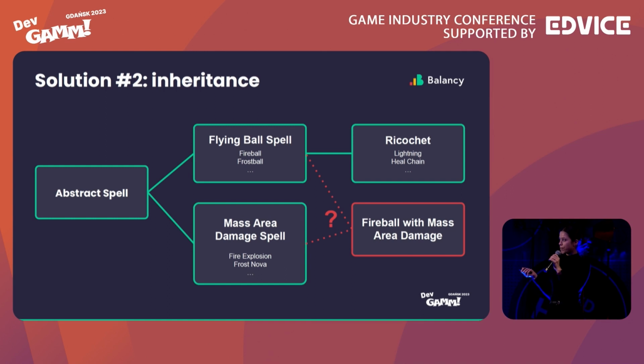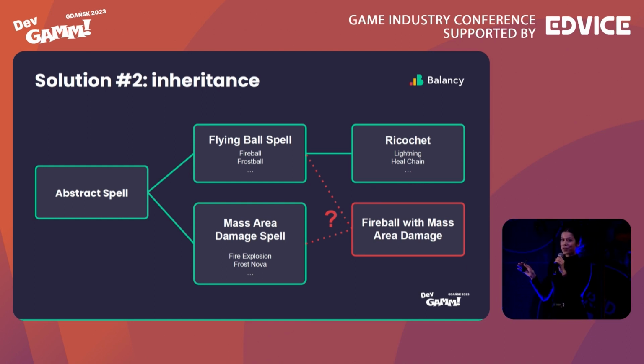Here's a visualization of inheritance with spells. First, we have some class with abstract spell. Then we create a flying ball spell with inheritance. For example, we have such instances as Fireball, Frostball, which are created from there. Later on, we decide to inherit a mass area damage spell from abstract spell. For example, Fire Explosion or Frost Nova. And everything works great up to this moment.